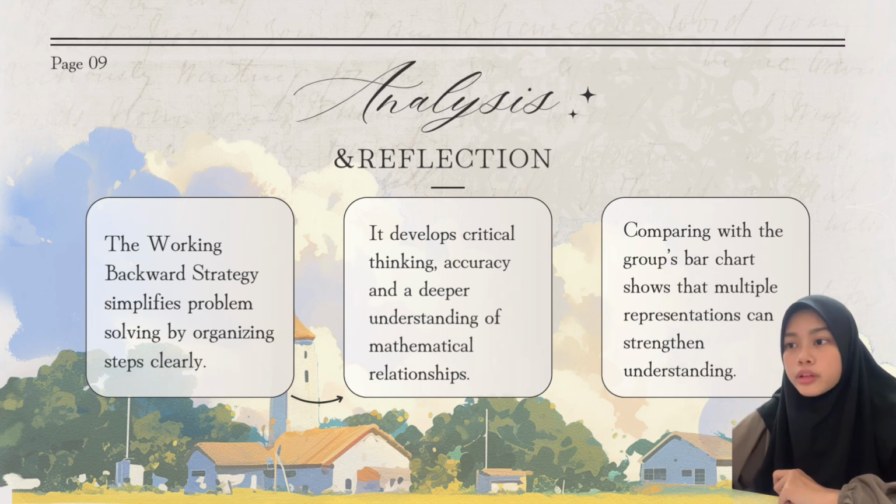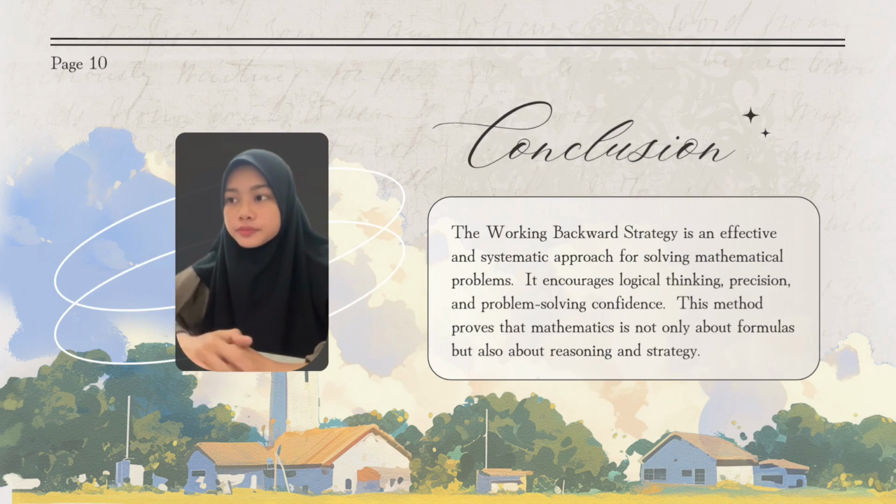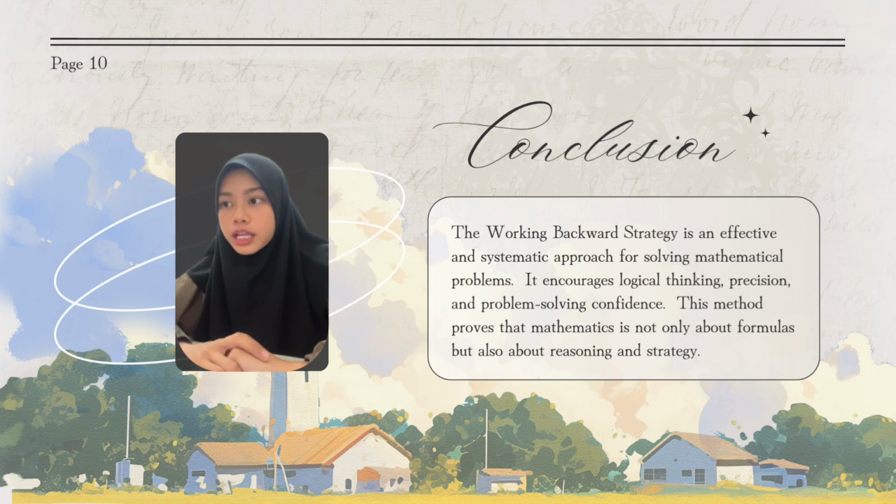Next, comparing with the group's bar chart shows that multiple representations can strengthen understanding. The working backward strategy is an effective and systematic approach for solving mathematical problems. It encourages logical thinking, precision, and problem-solving confidence. This strategy also trains critical thinking and strengthens understanding of how numbers and operations are connected. This method proves that mathematics is not only about formulas, but also about reasoning and strategy.